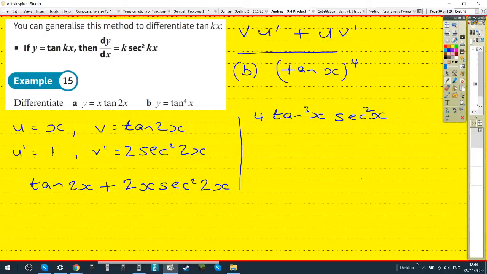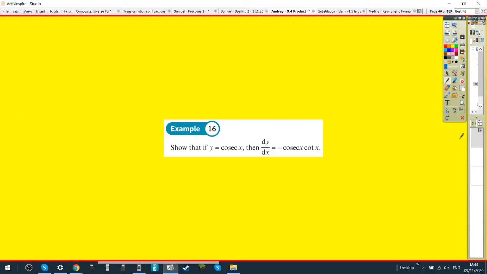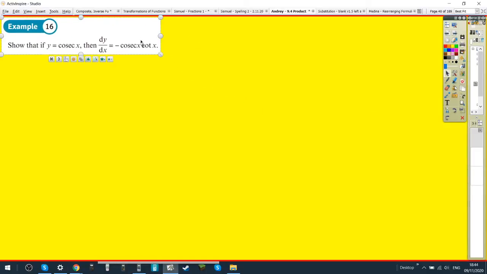Let's see these. X times x, and so it is product rule. This second one was chain rule, which is just function inside function. You use it all the time. Okay, how are we doing this one?